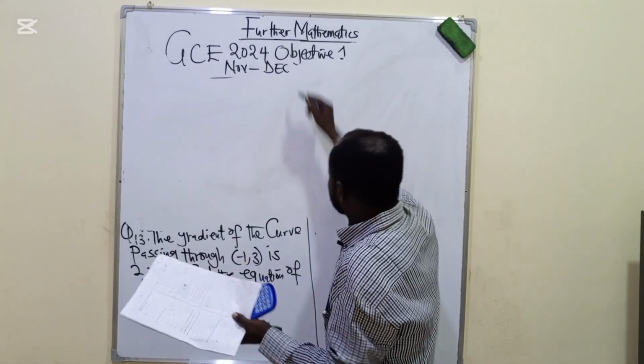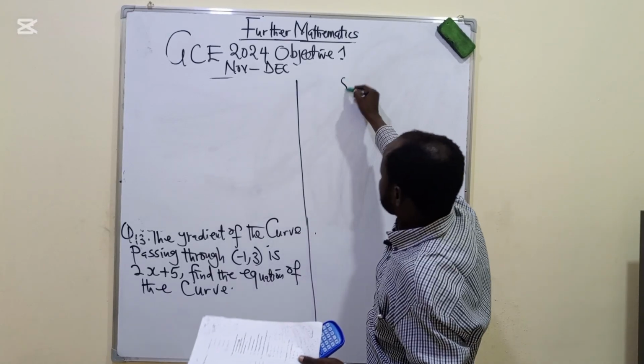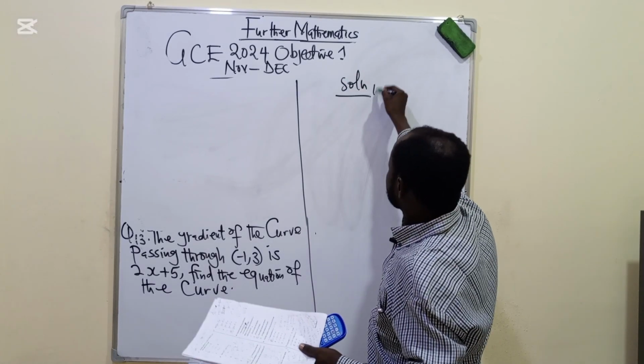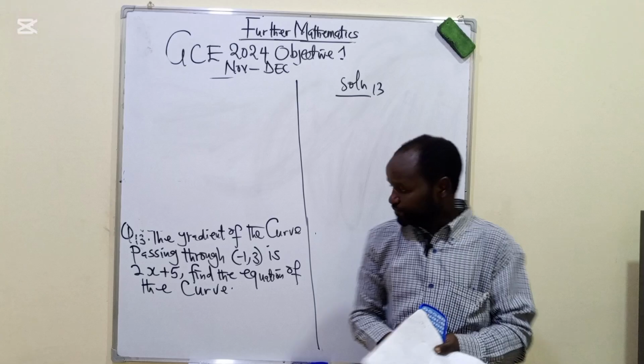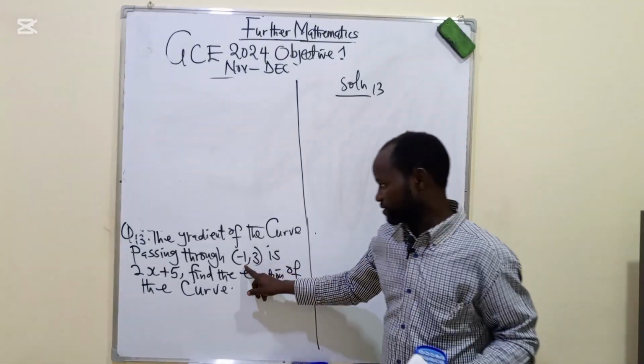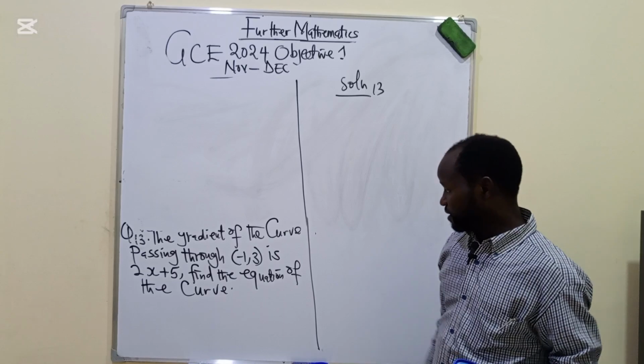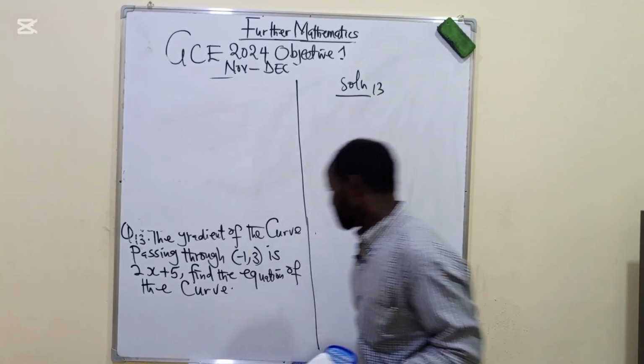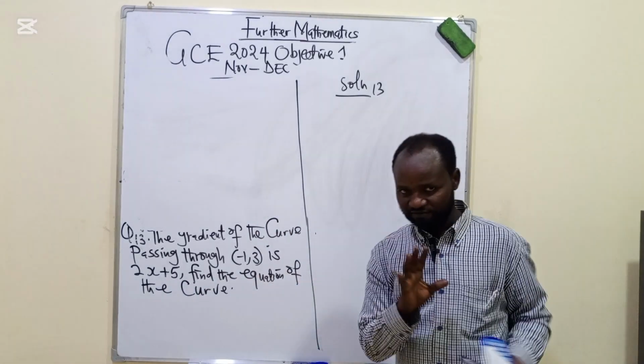Question 13. Let me write down the solution here. Solution to 13. The question reads, the gradient of the curve passing through this point, minus 1, 3, is 2x plus 5. We are asked to find the equation of the curve.